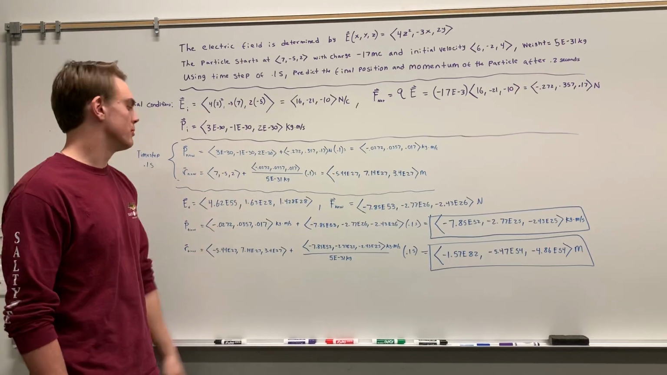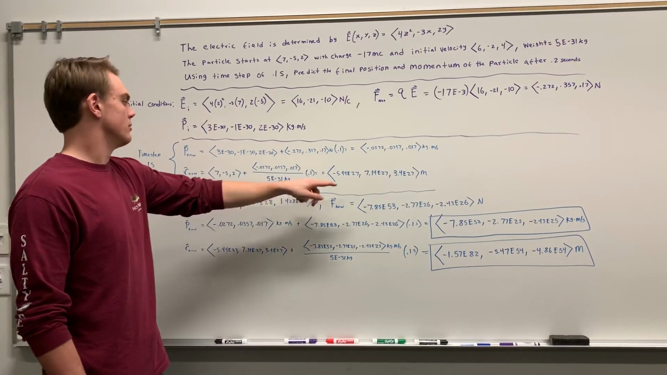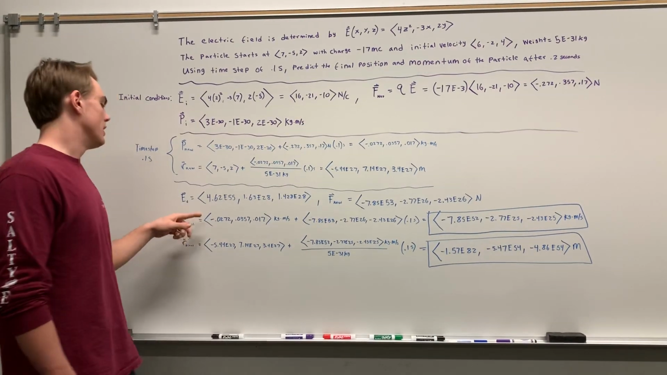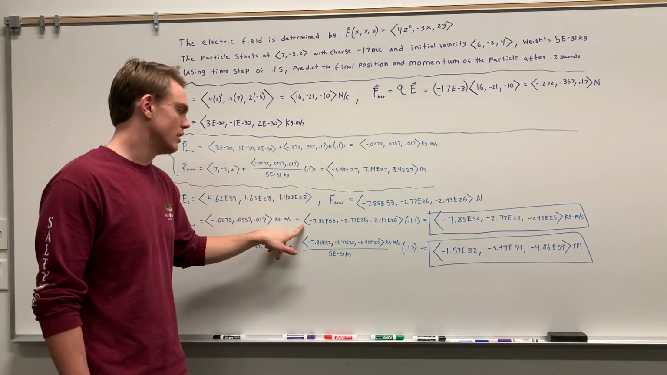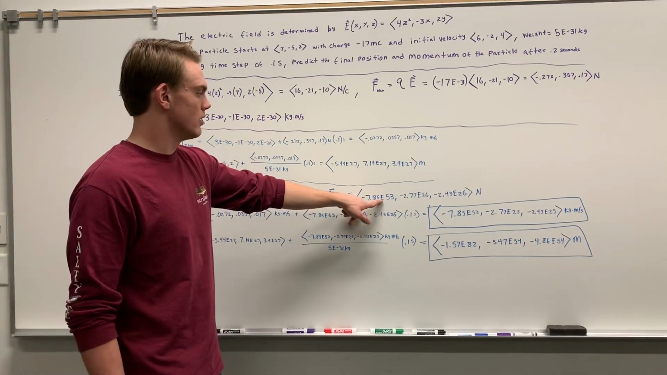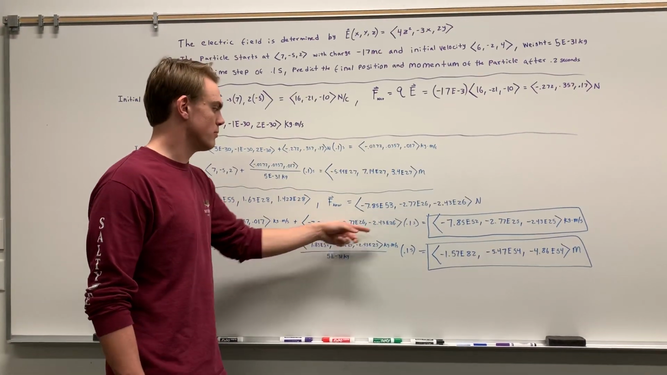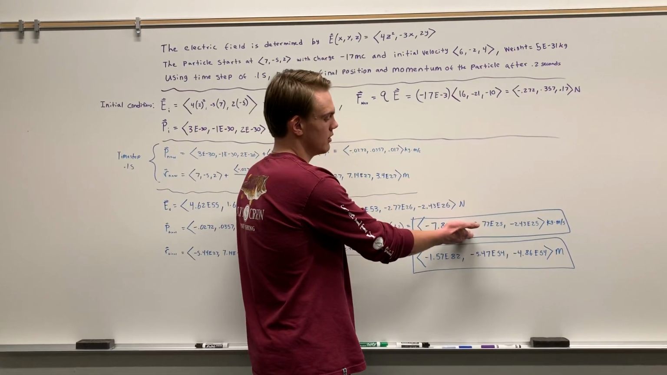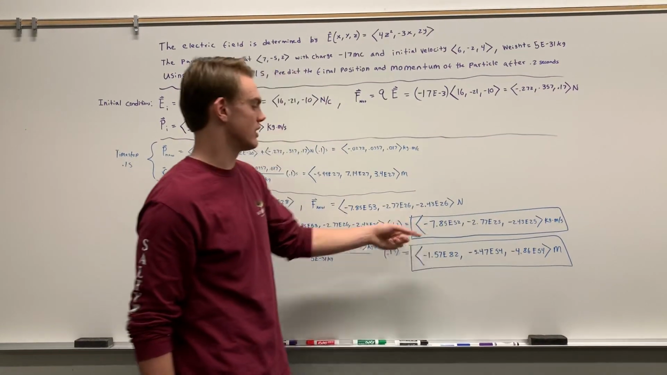So to find our new momentum at this point, I took the momentum we calculated in this last step and added that to the new net force acting on the particle, multiplied by the time step 0.1, and that's how I got my final momentum after 0.2 seconds.